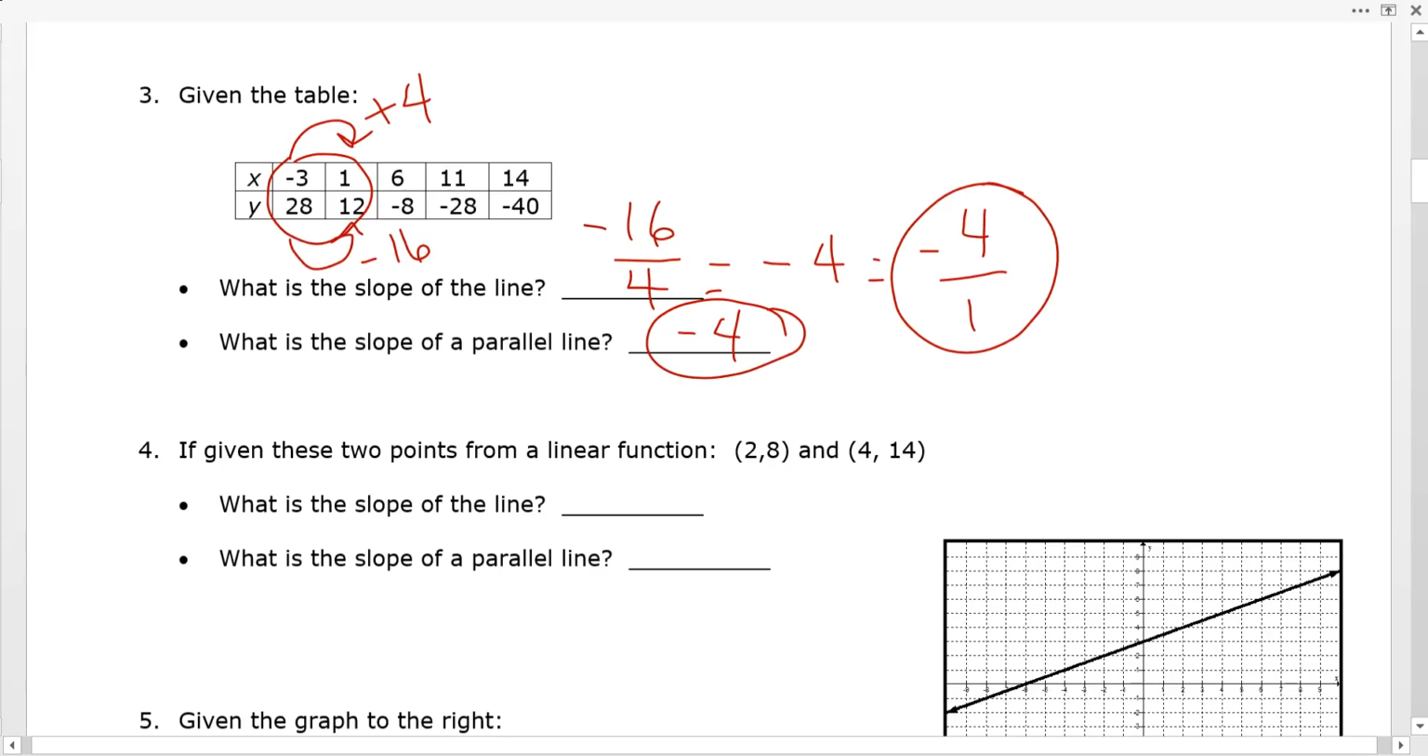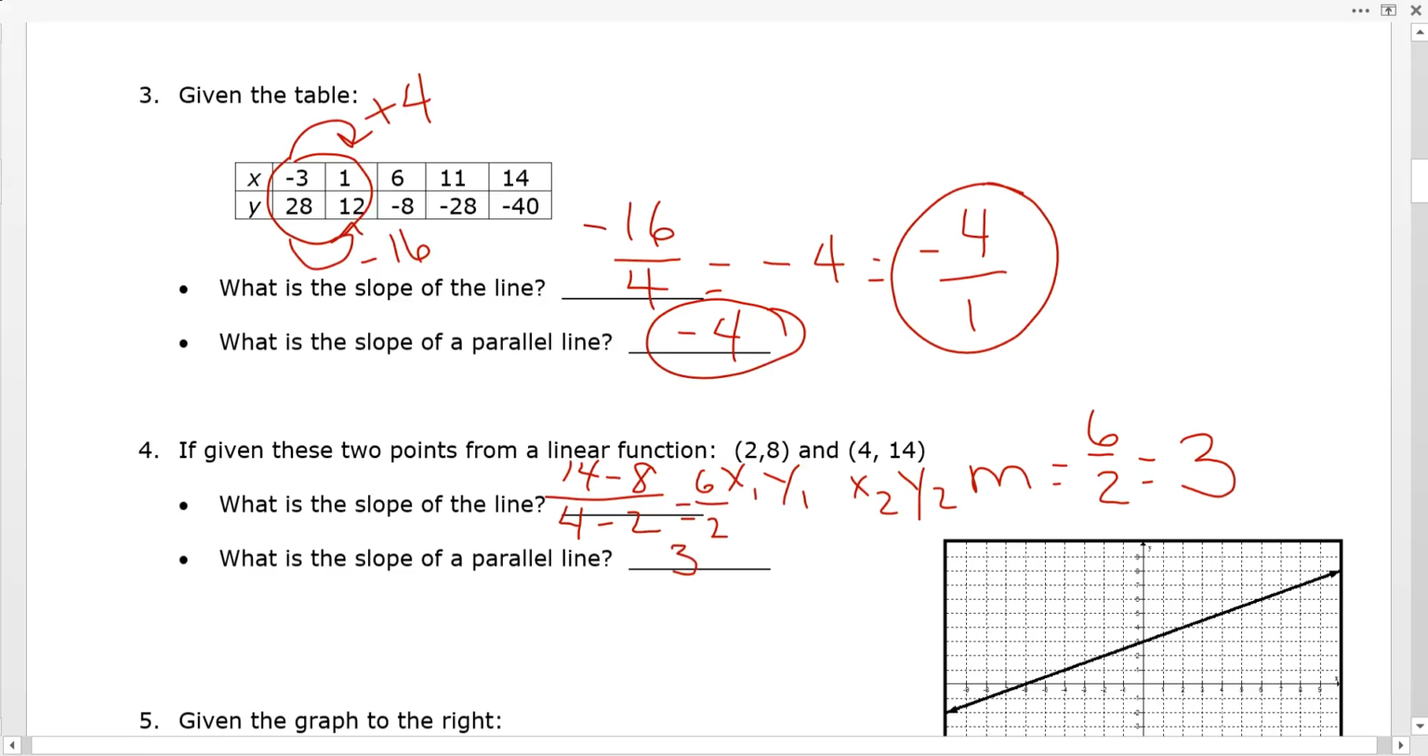Okay, what if I have 2 points from a linear function? Then I have x1, y1, x2, y2. The slope is 14 minus 8, and the denominator is 4 minus 2. 14 minus 8 is 6. 4 minus 2 is 2. So the slope is 6 over 2, which is 3. And the parallel line also is going to have a slope of 3.